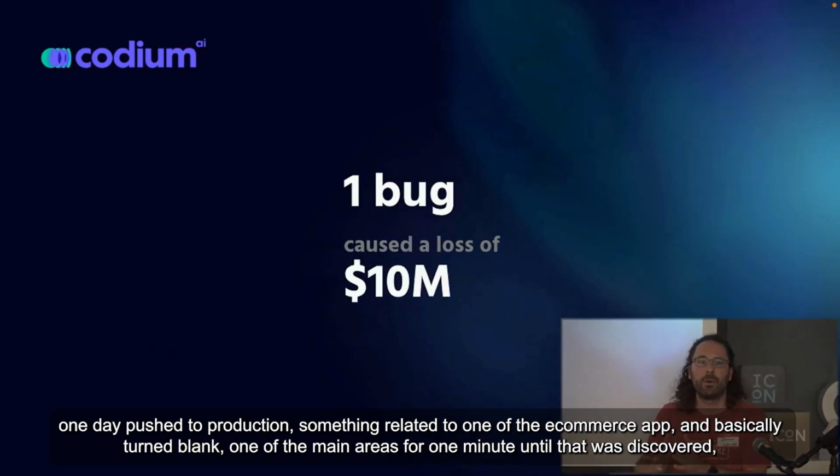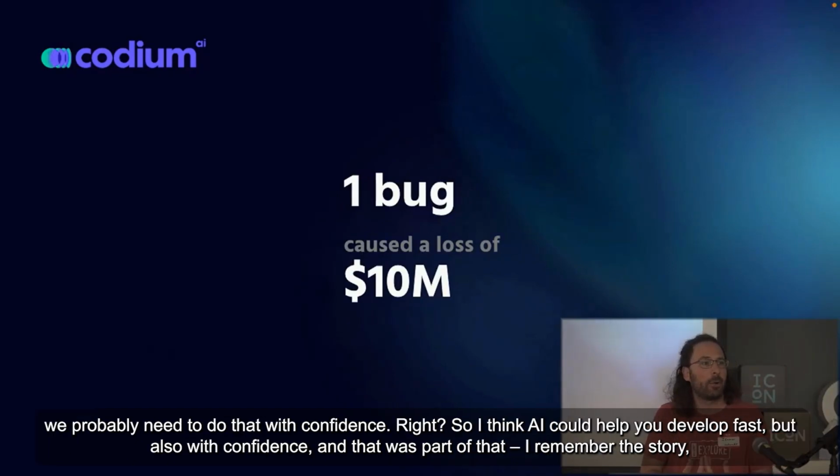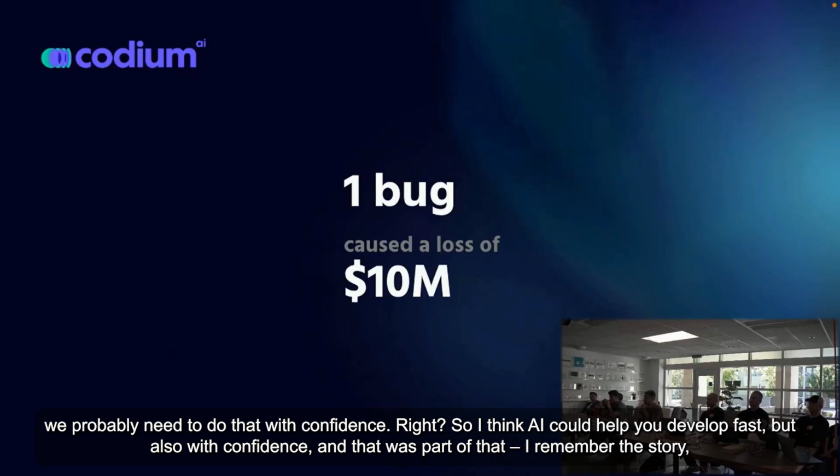Then one day one of the teams pushed to production something related to one of the e-commerce apps, and it basically turned blank one of the main areas for 1 minute until that was discovered, and that cost like $10 million or so. At that point, when I'm thinking about it, it's very important that we could develop fast, but at the same time, we probably need to do that with confidence, right? So I think AI could help you develop fast, but also with confidence.